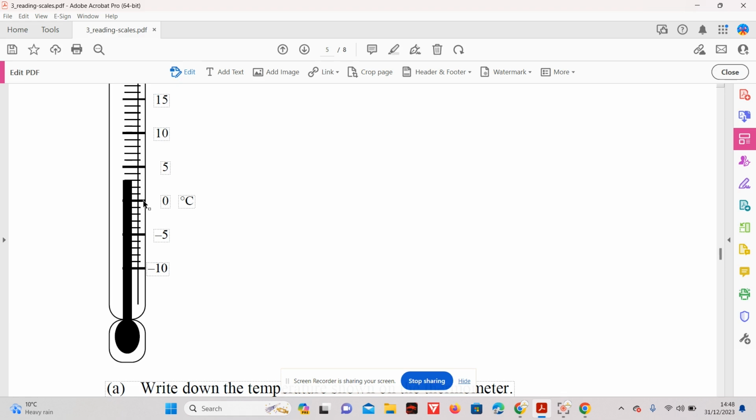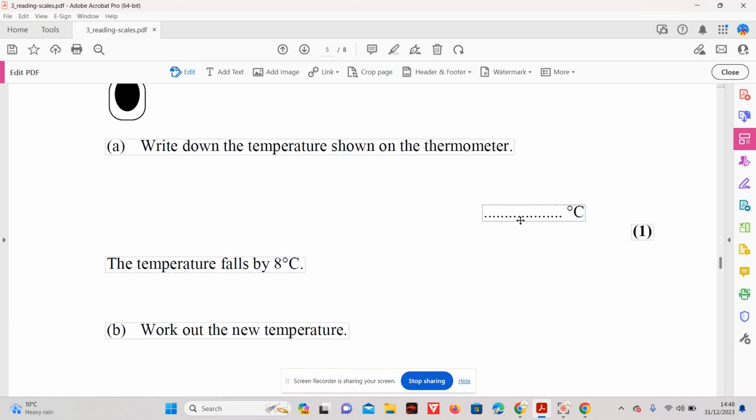You'll notice with minus numbers, the smaller the minus number, the bigger the number. So -10 is smaller than -9, etc. So -5. So we've gone to 0. And we've got 1, 2, 3. So the answer for this particular one is 3 degrees.